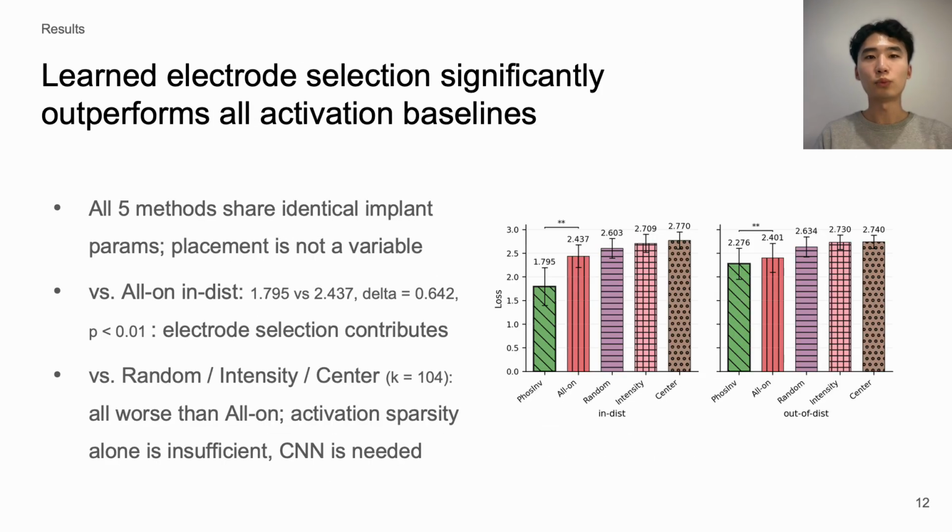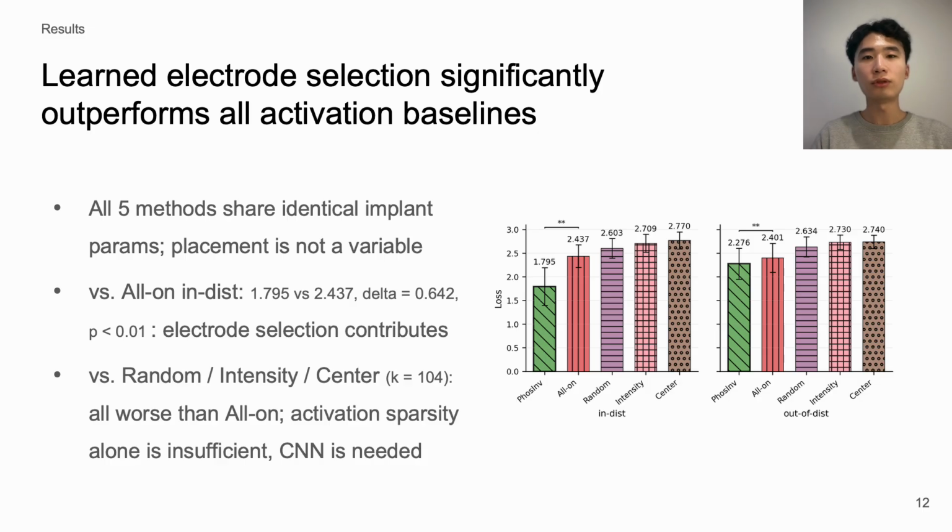Let's isolate where the quality comes from. These 5 methods share the identical implant placement, so with placement held constant, only electrode selection varies. Compared with all-on on in-distribution targets, PhosInv drops the loss from 2.437 to 1.795. That's a reduction of 0.642, highly significant, so learned electrode selection genuinely contributes.